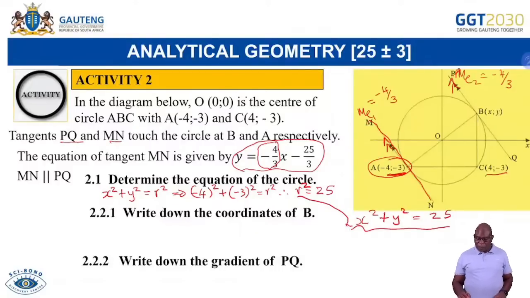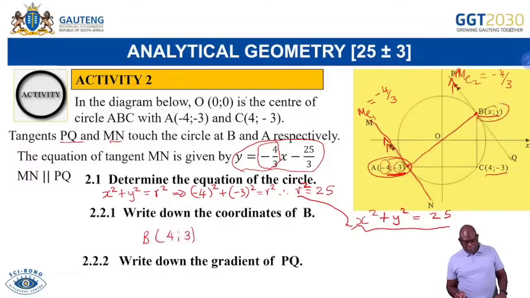Write down the coordinates of B. Easy. We have it every year. So this line passes through the center of the circle, going to the other part to touch the circle. So if this is -4 and -3, in the first quadrant, B will be 4 and 3. There's nothing negative in here. Same values, we just put them there.